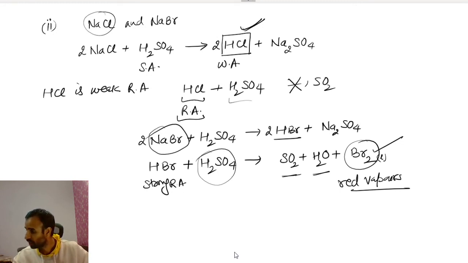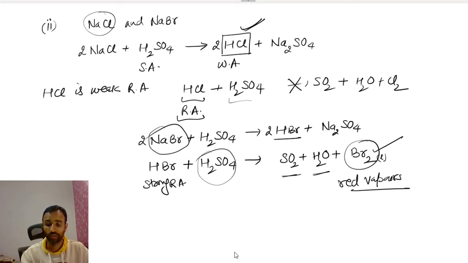So this was the question, that why in mixture containing bromide we get red vapors of bromine. It is because in case of HCl further reaction does not take place, we cannot get SO2, H2O and Cl2, but with Br we get this. So that's it. That's all about your question. Okay, this is question number 12 of NCERT exercise, and I hope you understood it.